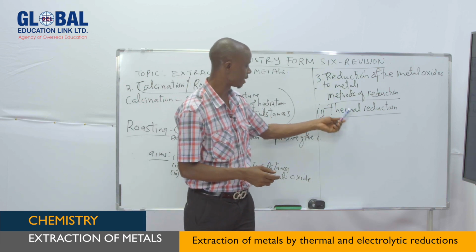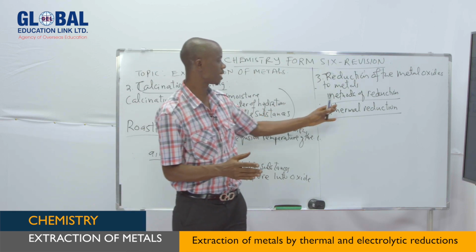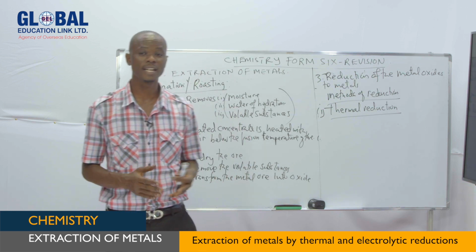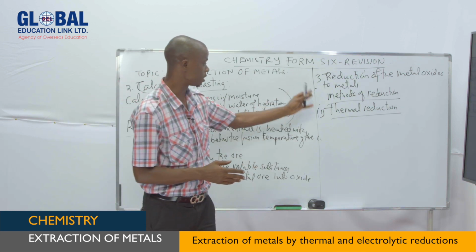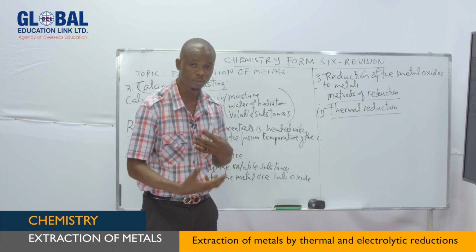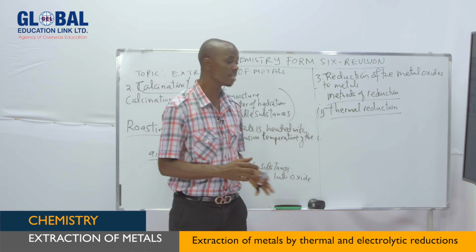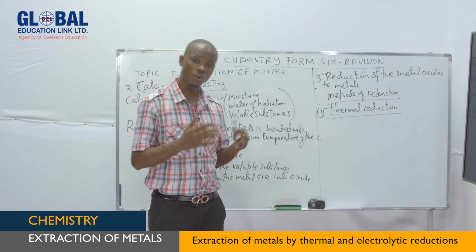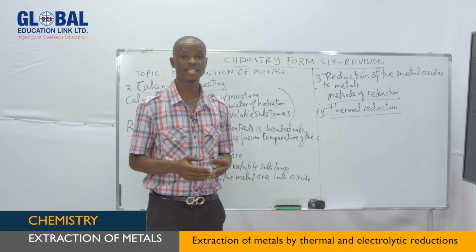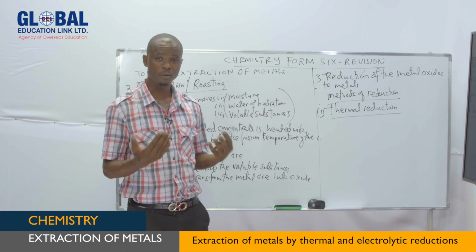So this method of reduction of metal oxides involves the oxides of metals which are found at the bottom of the reactivity series. That means it concerns the metals which are less reactive. That's why they are found at the bottom of the reactivity series. So what is done here is just heating their oxides into metals. For example, mercury oxide can be heated at a temperature of 300 degrees Celsius to form mercury.